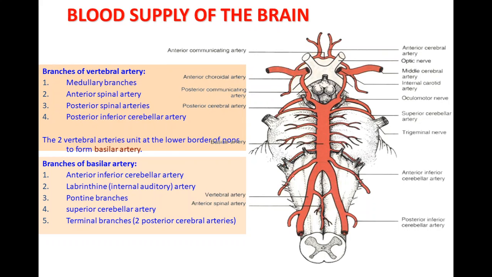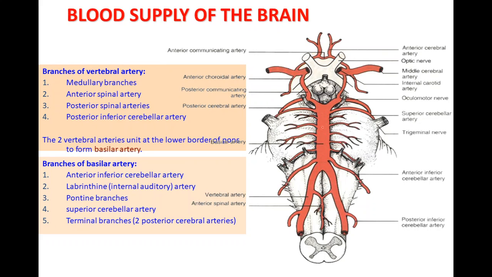At the junction of the pons and the medulla, or the lower border of the pons, both these vessels, the right and left vertebral arteries, unite just posterior to the basilar part of the occipital bone, or what we call the clivus of the sphenoid bone, to form a single vessel called the basilar artery. This basilar artery runs in the basilar groove on the anterior side of the pons.